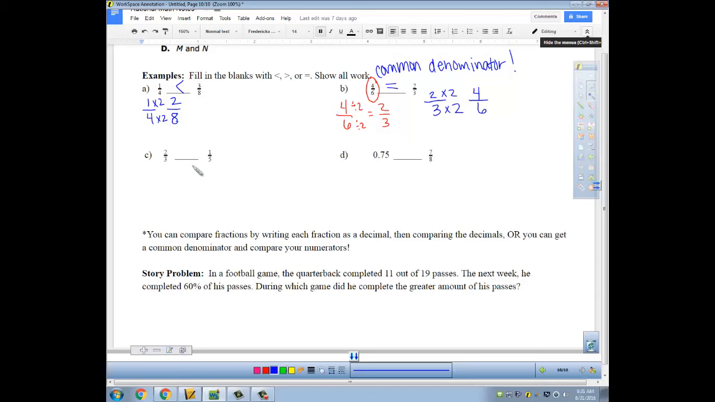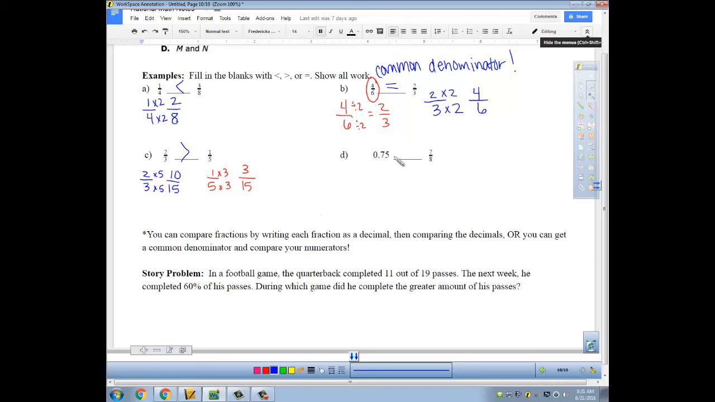Part C, my denominator is going to be 15. So I need to change both numbers. So for 2/3, I need to think, what do I multiply 3 by to get 15? That's 5. So multiply the numerator by 5 as well to get 10. And then on the right, I have 1/5. So I need to think 5 times what would give me 15? And that's 3. So 1 times 3 is 3. So I am comparing 10/15 to 3/15. 10/15 is bigger.